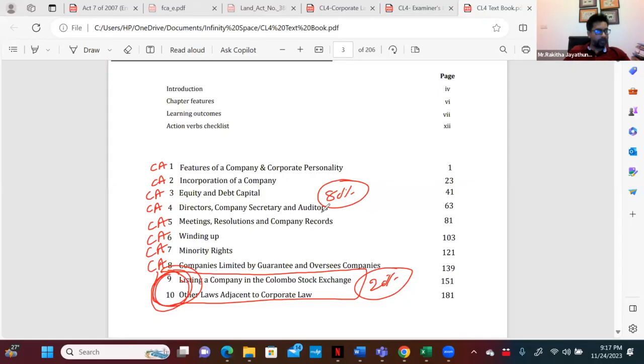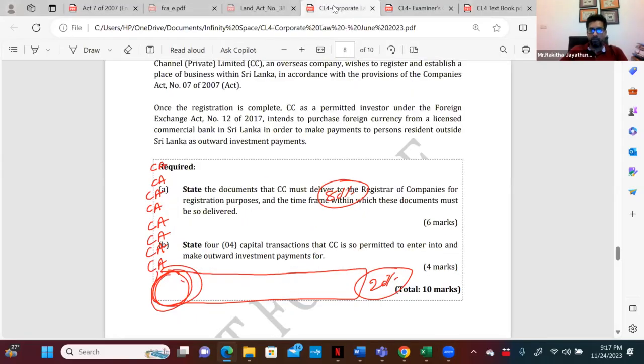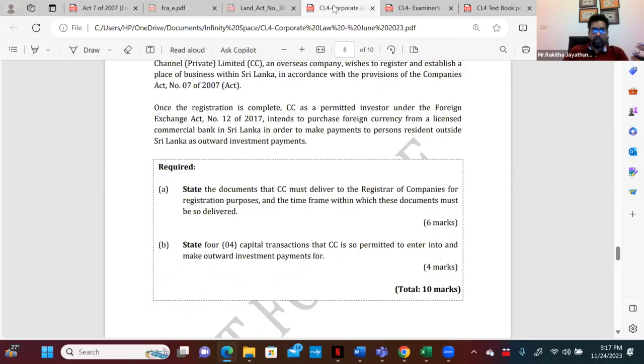Right. Then, this question is not from the Companies Act. It's from the Exchange Control Regulations. Capital transactions that a company is permitted to enter into and make outward investment payments for capital transactions. What are the capital transactions that you can make? So if you have memorized, then that is an easy 4 marks that you can get here.